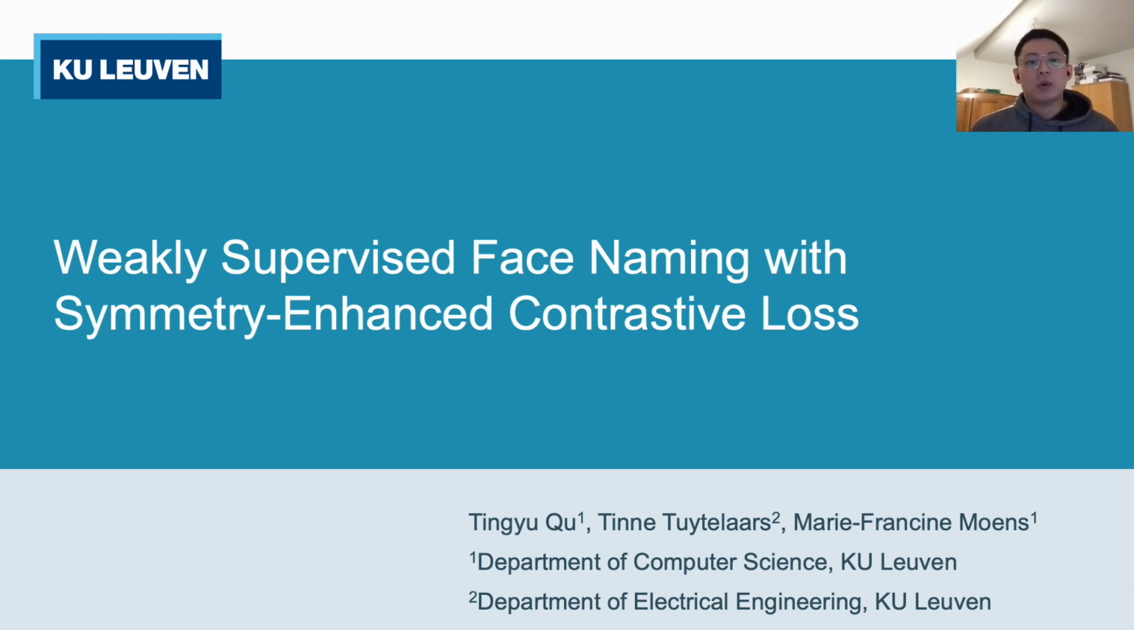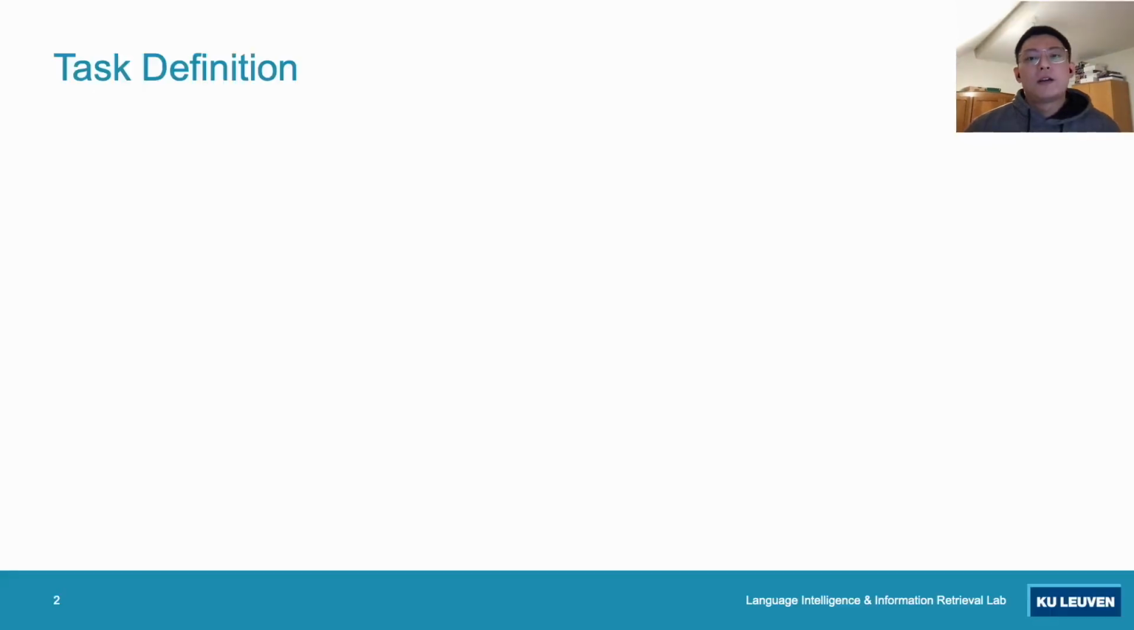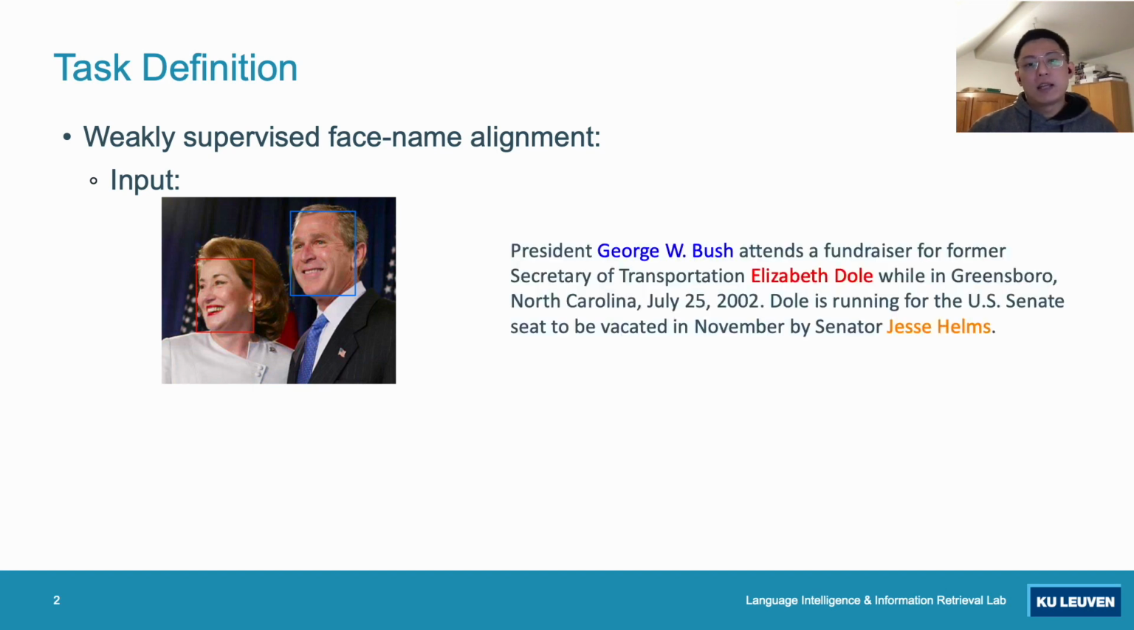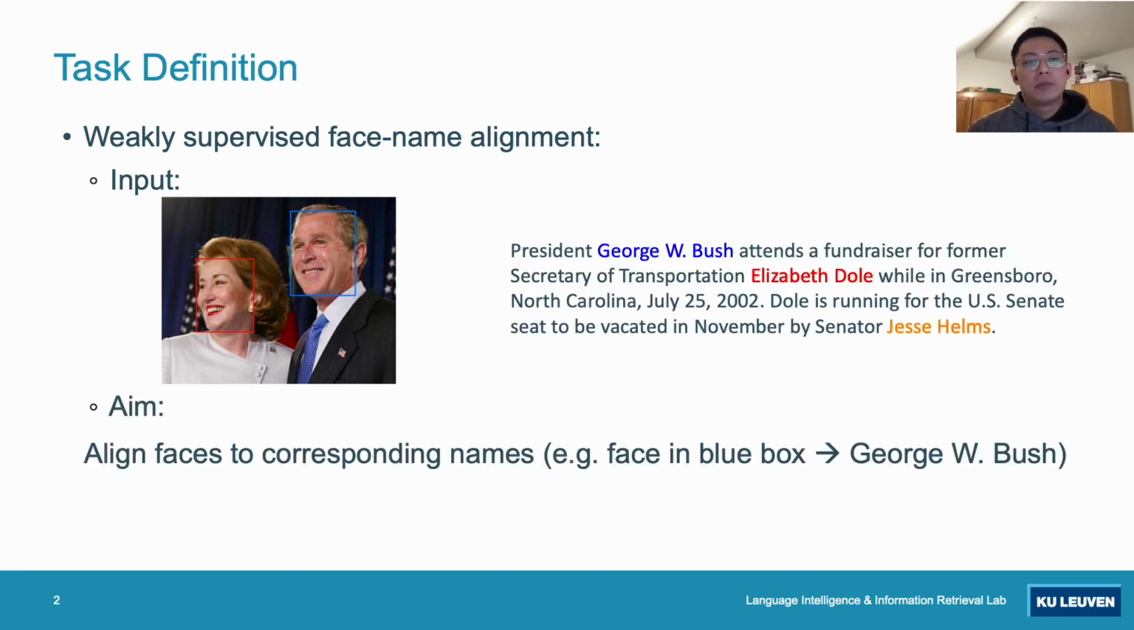I'm going to present our work, Weakly Supervised Face Naming with Symmetry-Enhanced Contrastive Loss, by Tingyu, Tinne Tuytelaars, and Moens from KU Leuven. First, about the task. We studied the weakly supervised face name alignment task. We were given an image with faces and a caption with names. Our goal is to align faces to names without knowing the ground truth annotation during training.